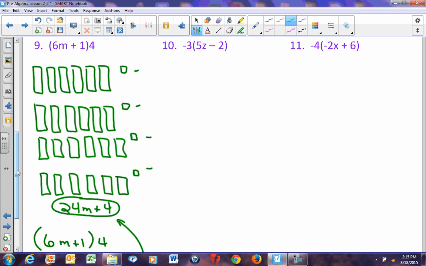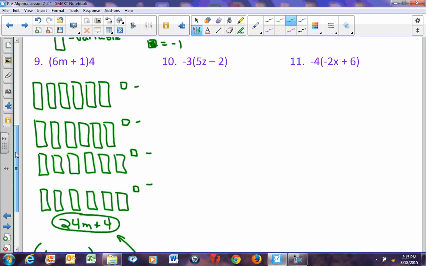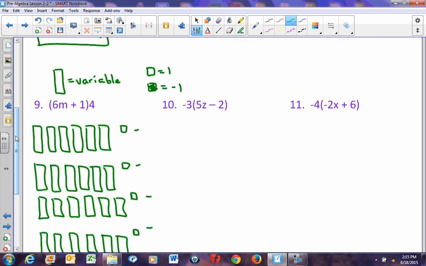Now, another thing you have to pay attention to is watch your signs. Make sure you pay attention to your negative signs. We look at problem number 10 here. I have a negative 3. I have to distribute a negative 3 times everything inside this parenthesis. That means negative 3 times 5z minus negative 3 times 2.